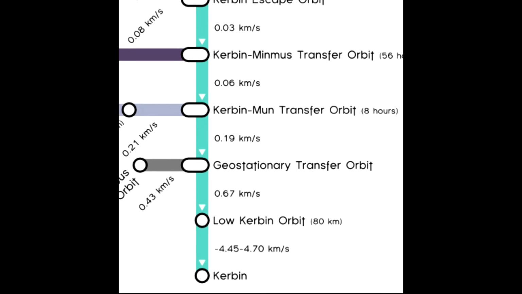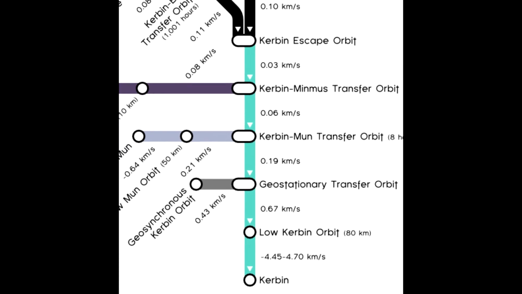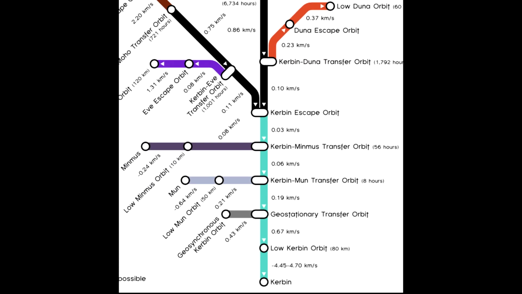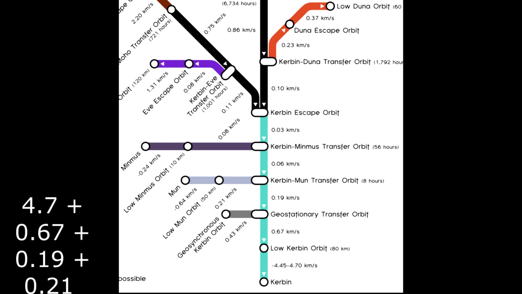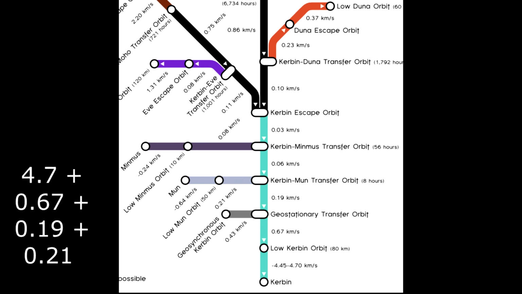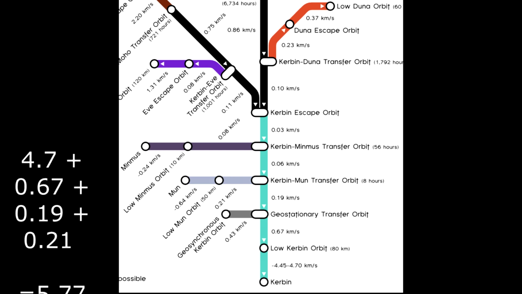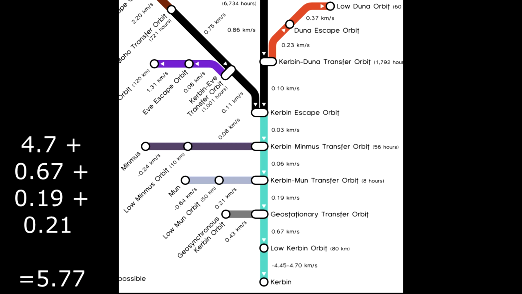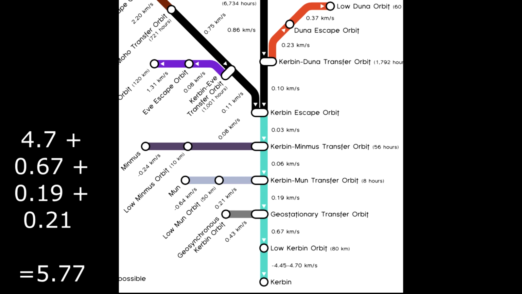But let's say we wanted to go to the Moon. Again, we just need to follow up and across to the Moon, adding up as we go along. So we say start with 4.7 kilometers of delta V for the orbit, add an extra 0.6 to get us up to geostationary transfer orbit, plus another 0.19 to get us to the Kerbin Moon transfer orbit, and then we just simply need to add another 0.21 to get us into low Moon orbit. Now that basically means that we need roughly 5.77 kilometers in order to get into orbit around the Moon.